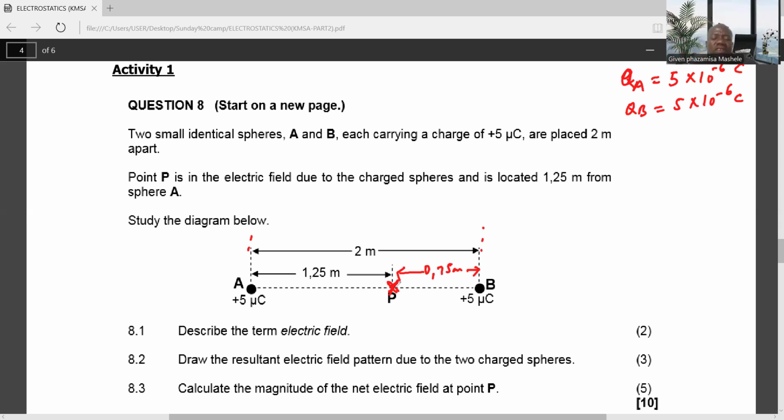The first one says describe the term electric field. I think that one is straightforward. It is a region of space in which an electric charge experiences a force.